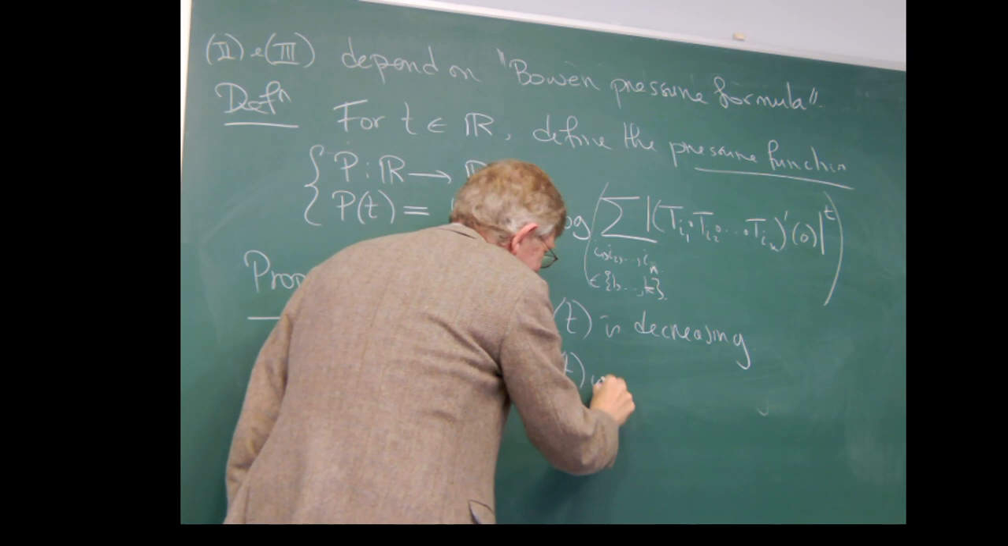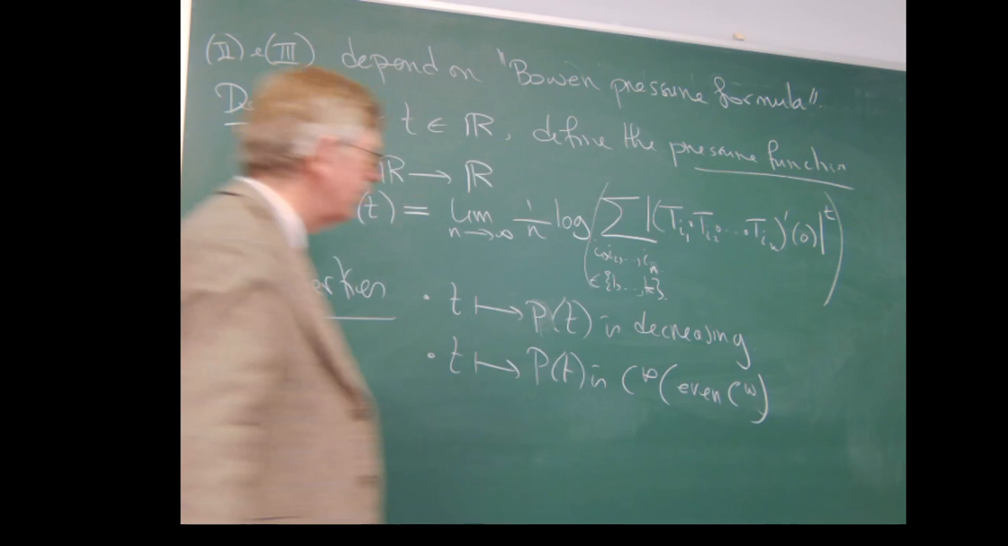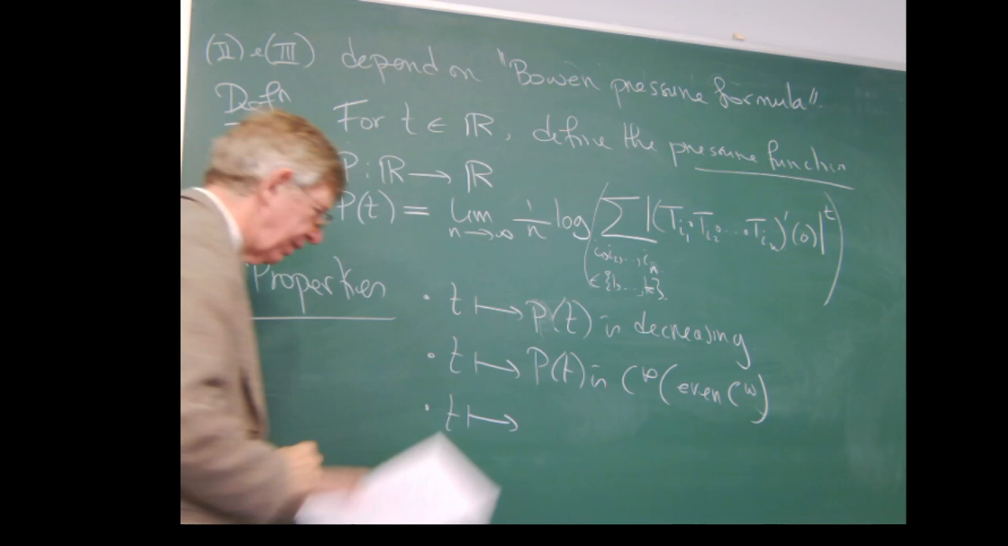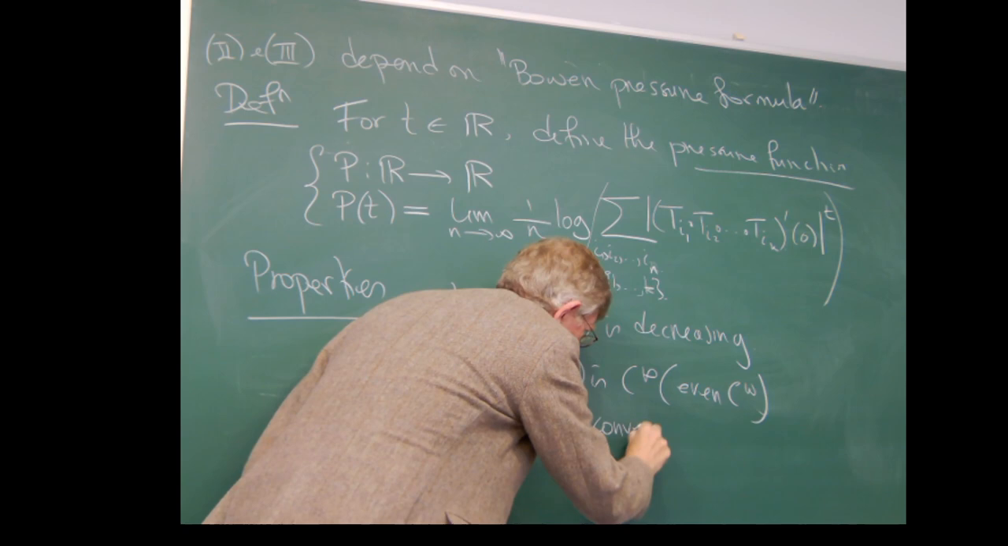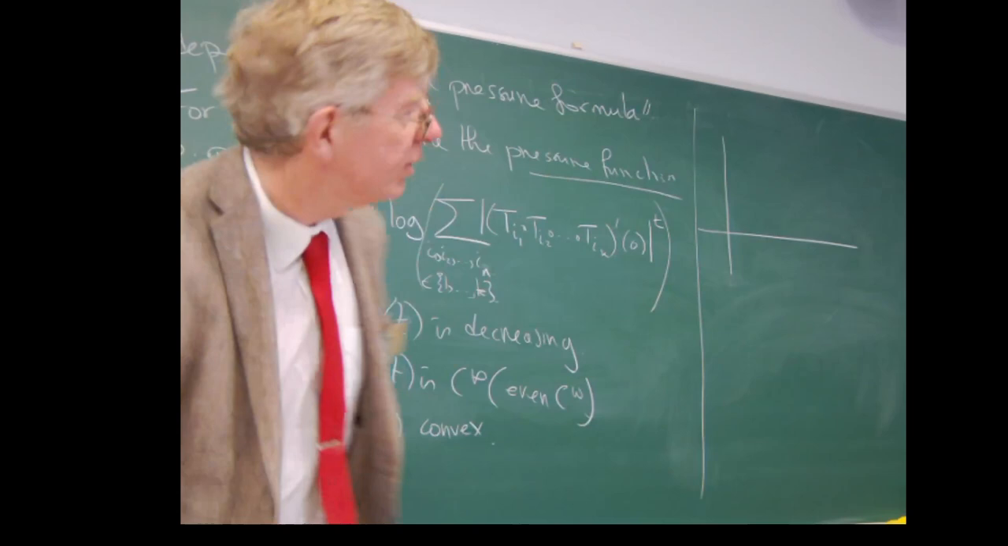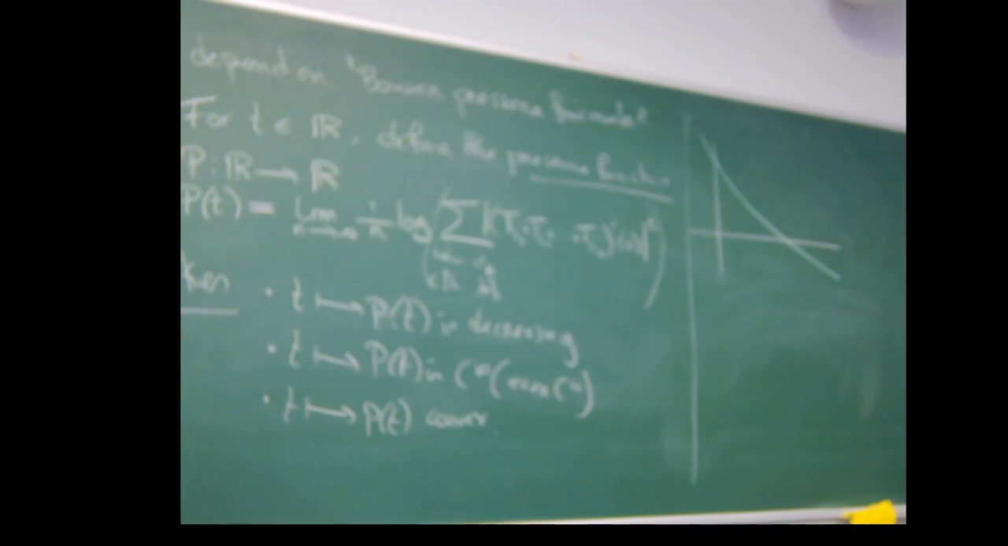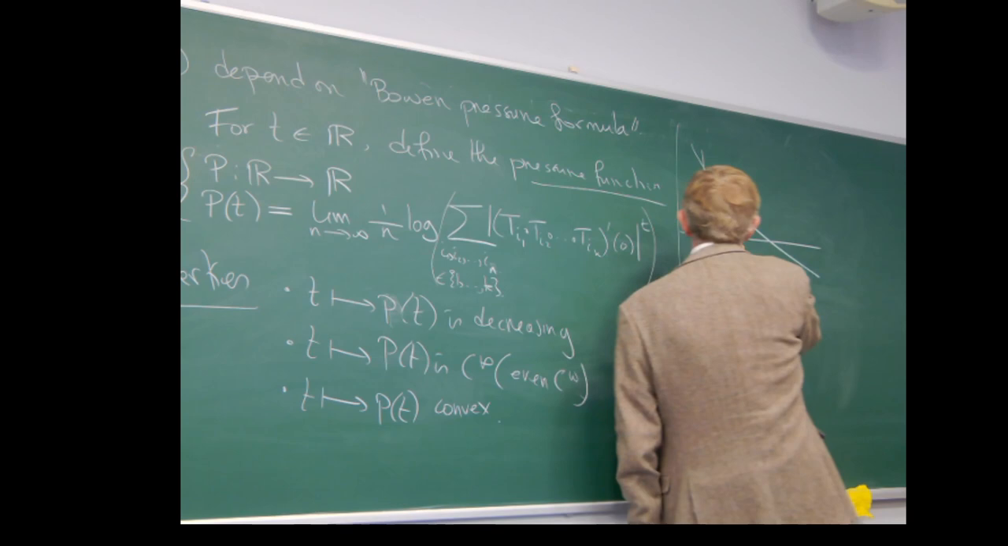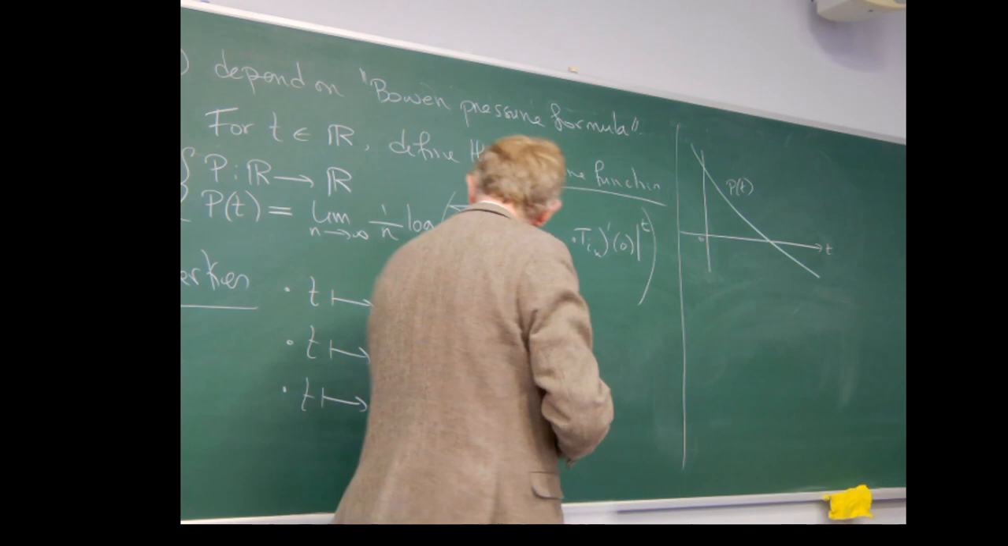P of t is a smooth function. In fact, it's actually real analytic, but smooth is good enough for most things. And it's also, I'm going to risk writing that it's convex. Possibly I mean that it's concave, since I can't distinguish between the two, except by a picture. And the picture is going to be like this. So here is our function. It's going to look like that. So that's going to be my function. Here is the axis, here's 0, here is t, this is p of t, and it's going to cross the axis presumably at somewhere log of k maybe or something.